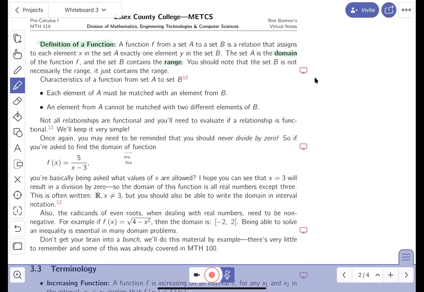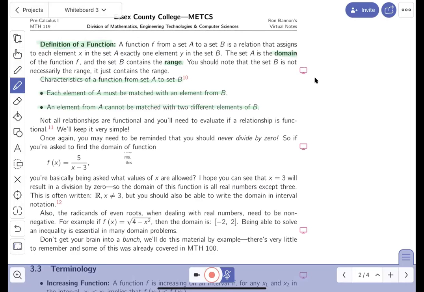Characteristics of a function from a set A to a set B. Each element of A must be matched with one element from B. Again, this was covered in Math 100. There were exam questions on it, and you were graded on your ability to answer those questions. Certainly as I'm looking at these things over here, sometimes it's really, really tough to understand what I'm reading. But I think if you keep reading the same thing over and over again, you might have a better impression of what you're reading, all right?